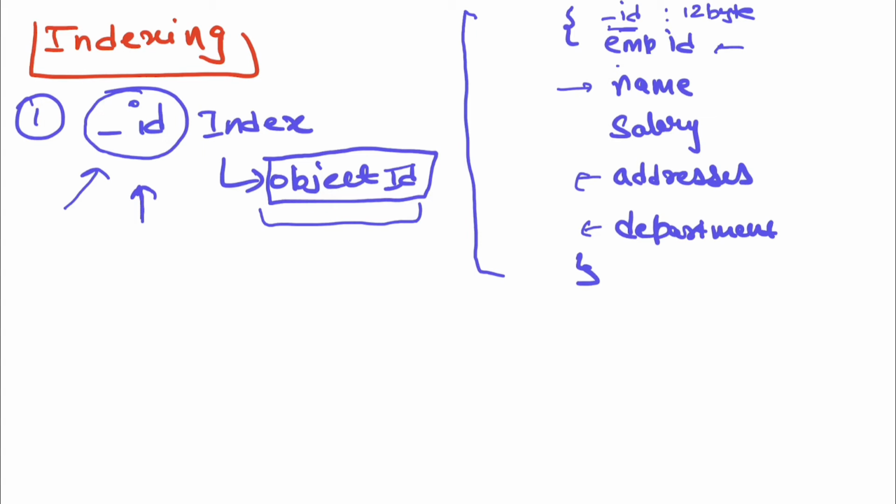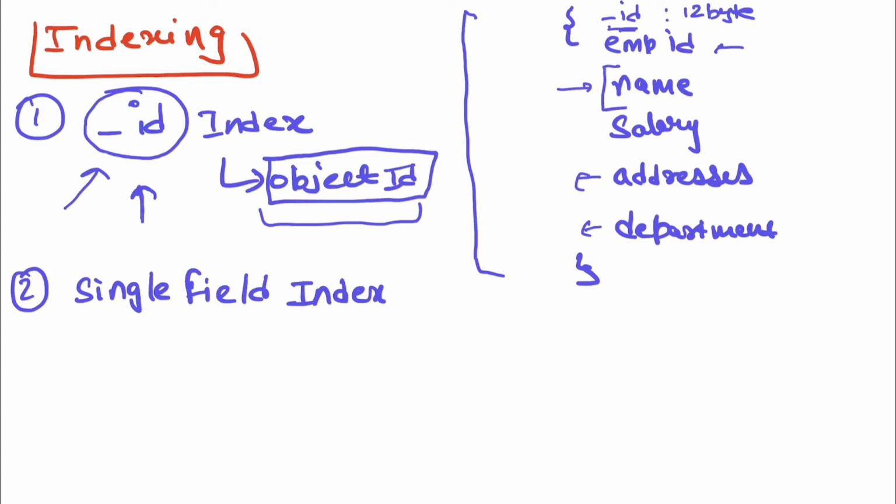Both things are supported. The second type of index is the single field index. A single field index means that out of multiple fields in your documents, you can pick any one field and create an index on that field. Let's say I want to index my data based on name, so that I can query the data based on name later on. This way you can pick any single field from your document and define indexing on that. That is called a single field index. Third is compound index.